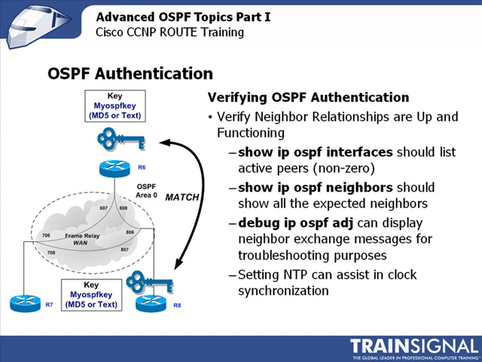Debug ip ospf adjacencies can display neighbor exchange messages to show if something's being denied. And then finally, set NTP because that can actually help in clock synchronization issues.